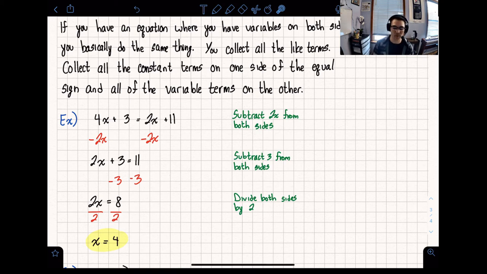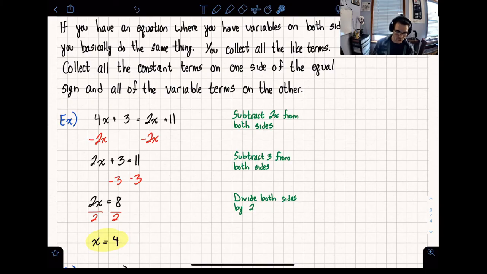So here's my example. We have 4x plus 3 equals 2x plus 11. As you can see with this example, we have x's on the left and the right side of the equation. So the first thing I'm going to do is subtract the 2x from both sides.